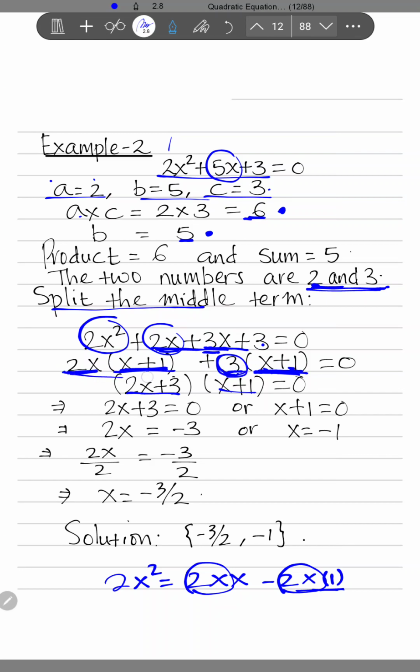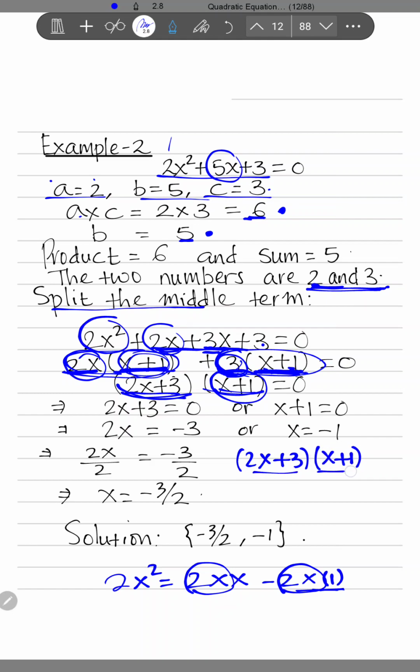Now, what is common for this one and this one is the next thing, which is x plus 1. x plus 1 is a common thing. When I take x plus 1 here, I will have 2x plus 3. So I have 2x plus 3 and x plus 1. So these are the two factors of the original quadratic equation. This is a method of factorization. The two factors are 2x plus 3 and x plus 1.